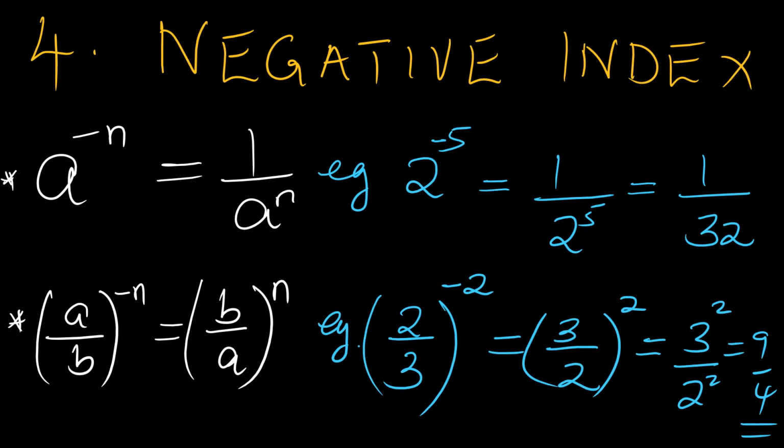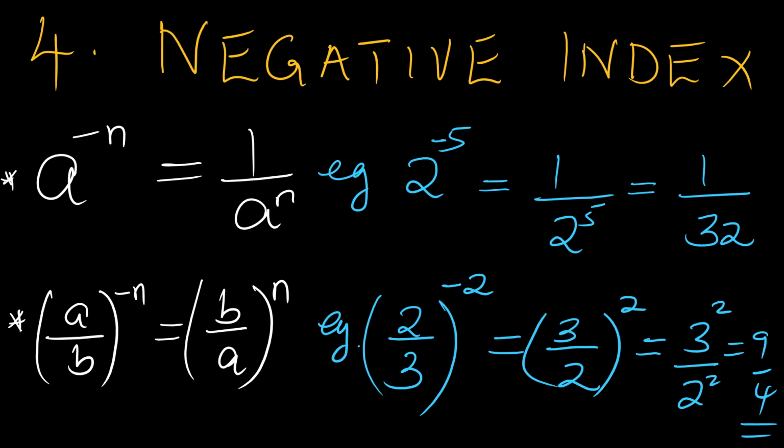The next one is the negative index. If you have something like a raised to the power negative n, this simply means it is 1 divided by a raised to the power n. And we give an example for this. If you have 2 raised to the power negative 5, this is equivalent to 1 divided by 2 raised to the power 5. And this will simplify to 1 divided by 32.